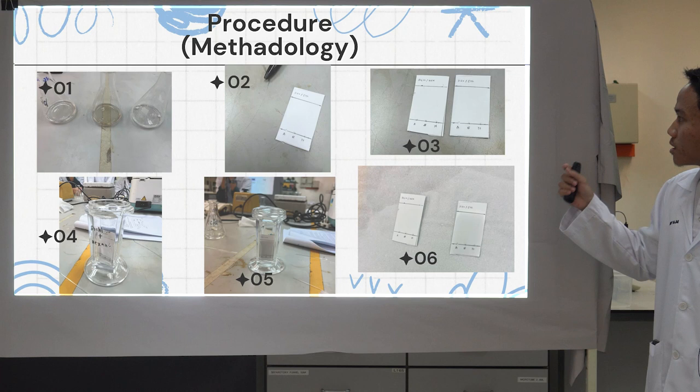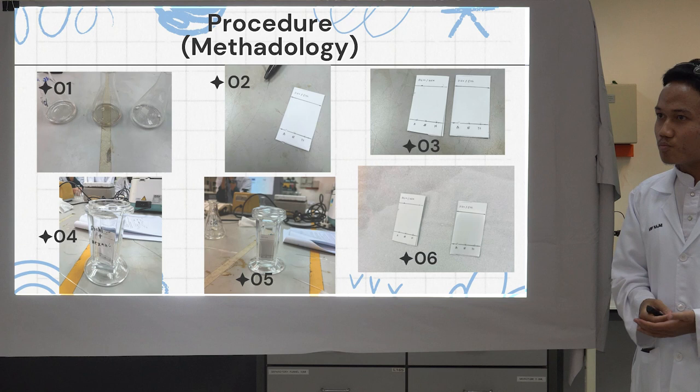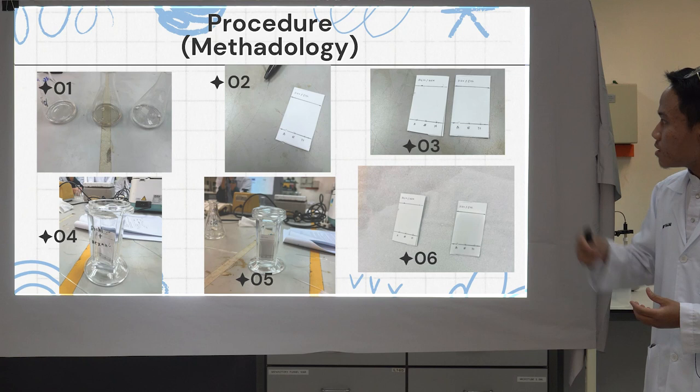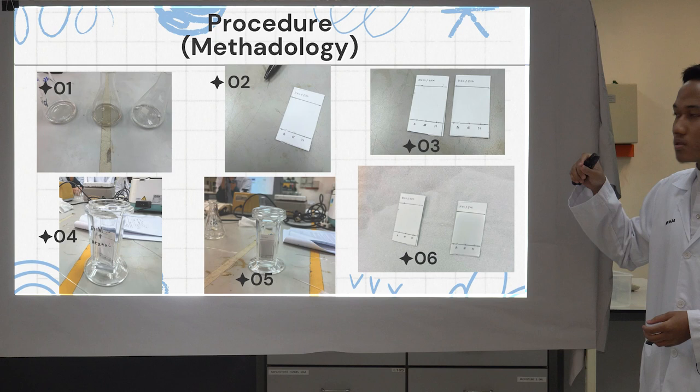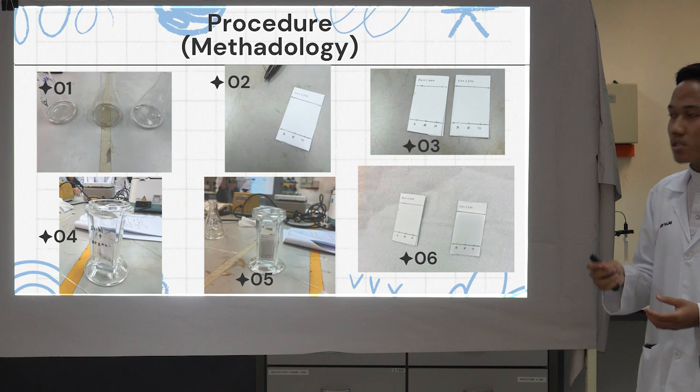Then we use a capillary tube to dip into the compound, first the acid, and then we put it onto the baseline that we marked on the silica gel, and then the base, and then the neutral. After we dip the capillary tube and put it onto the silica gel, we put it into the chamber.